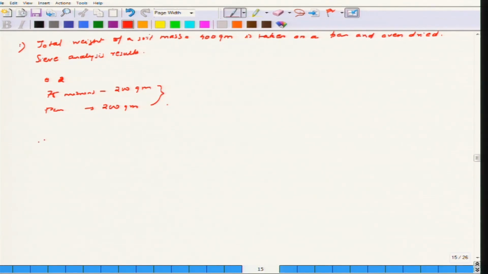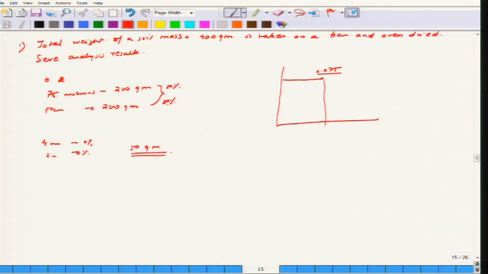So, for the initial sieves like 4 millimeter, 2 millimeter, all this percentage retained will be 0. So your grain size distribution would start immediately from 0.075. Now, we know that 50% passing has already occurred, while the rest 50% is retained on the pan. Out of 200 gram you took 50 gram, and from the 50 gram we actually performed the hydrometer analysis.